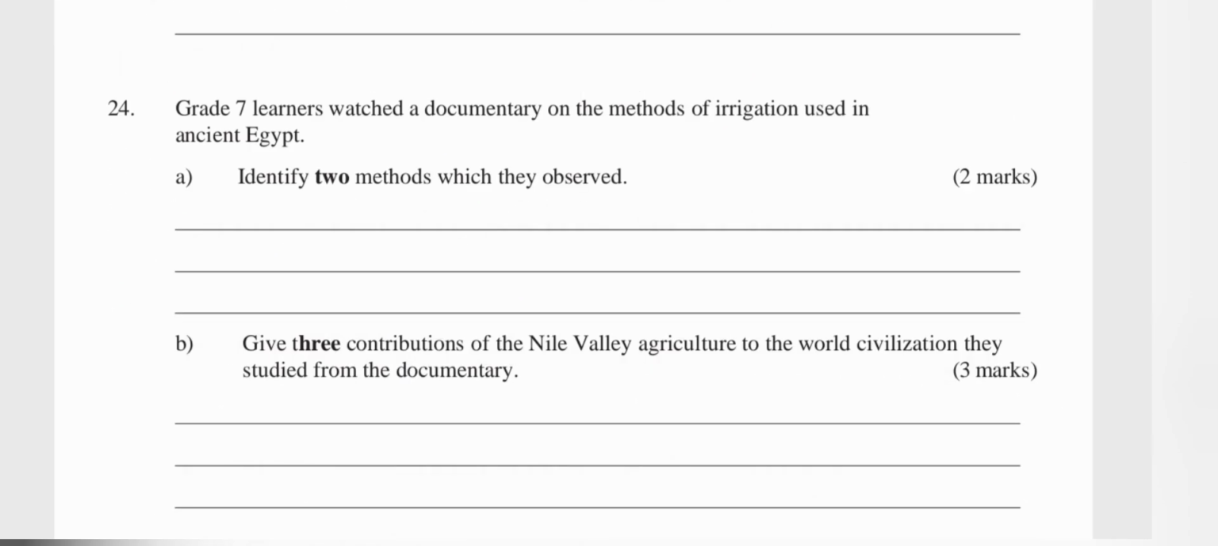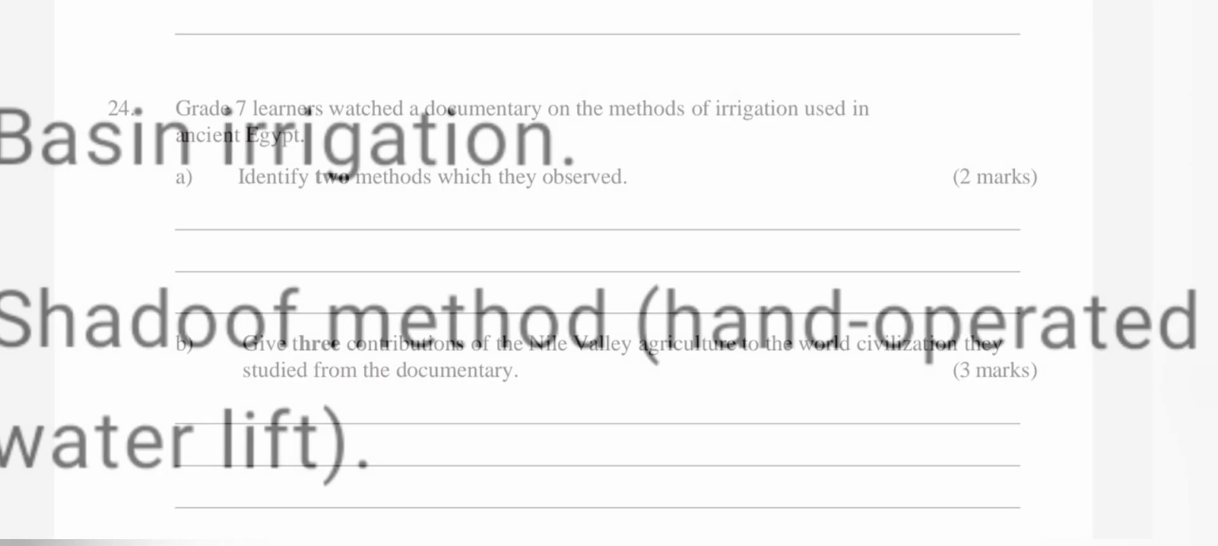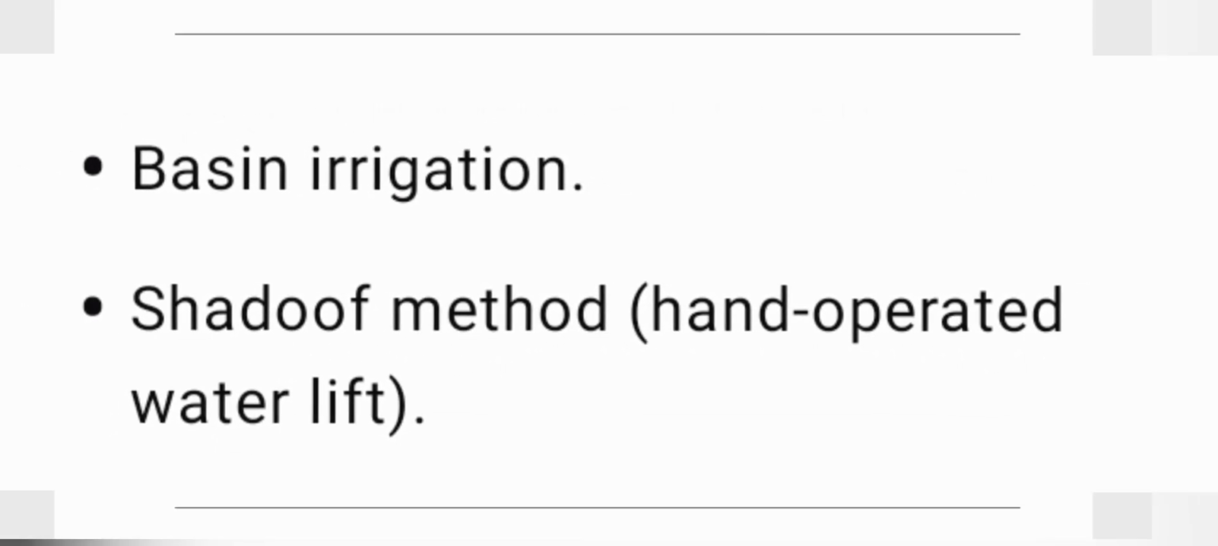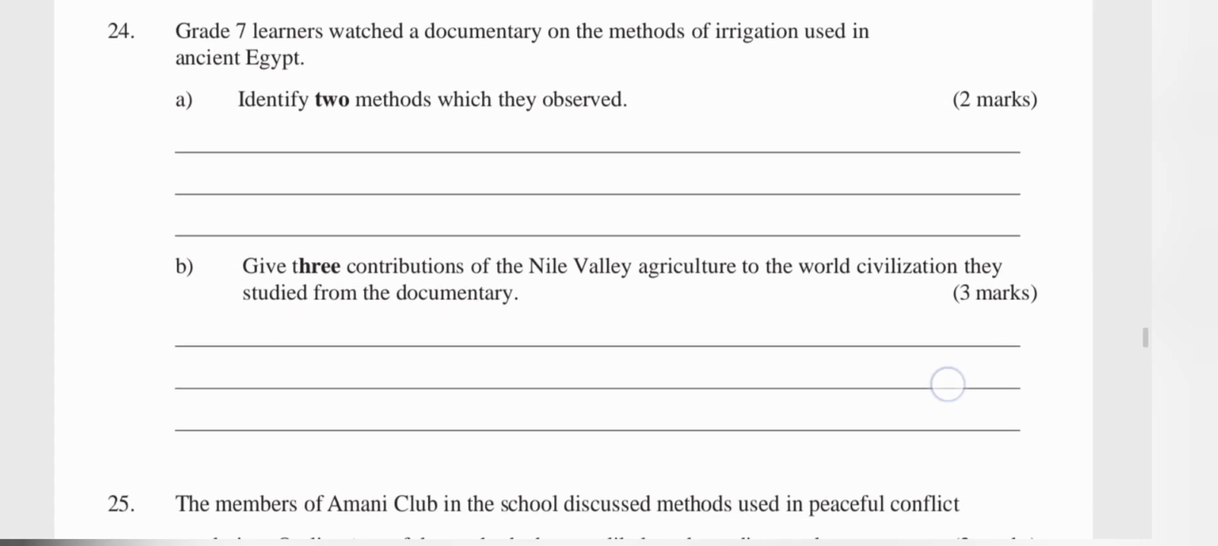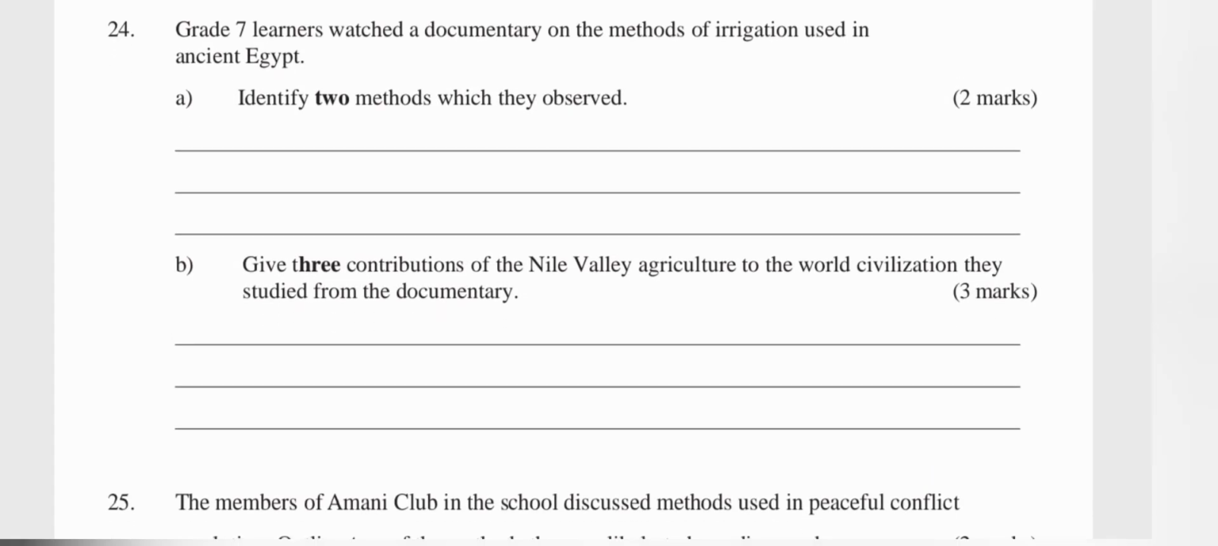Grade 7 learners watched a documentary on the methods of irrigation used in ancient Egypt. Identify 2 methods which they observed. Give 3 contributions of the Nile Valley agriculture to world civilization they studied from the documentary.